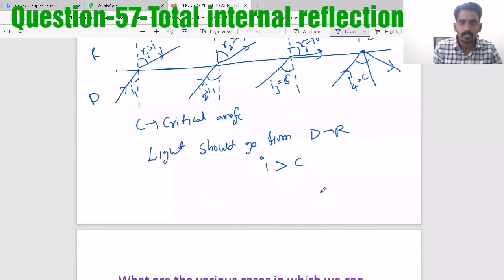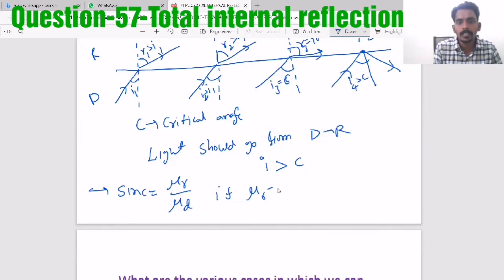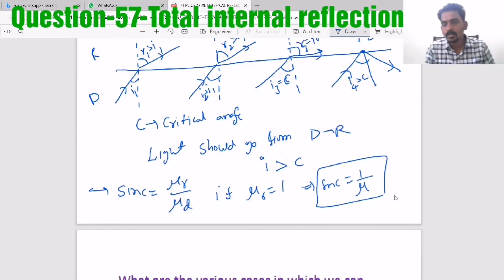Now, when you consider the critical angle, the formula is sin C equal to mu rarer by mu denser. If rarer medium is 1, that is air, then critical angle for any medium is 1 by mu. So critical angle formula for any medium with respect to air is sin C equal to 1 by mu. Otherwise, the general formula is mu rarer by mu denser.